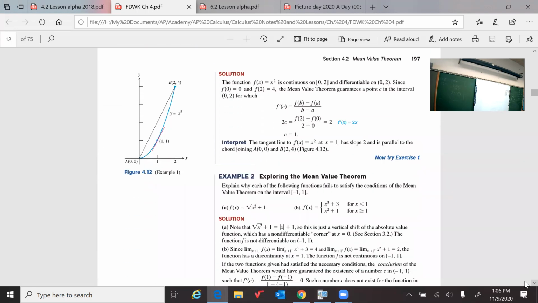Here's the picture. We're on page 197. The blue graph is y equals x squared in quadrant 1. And you want the change over the interval from 0 to 2 inclusive. So the average change is the slope of this black secant line.